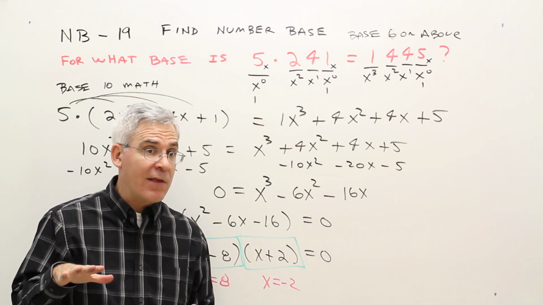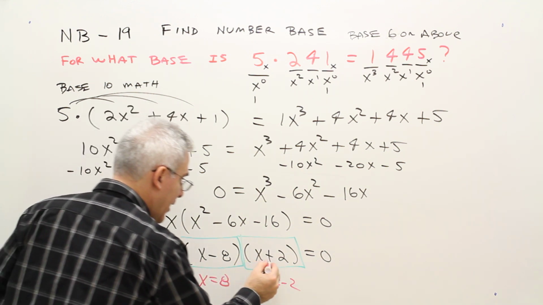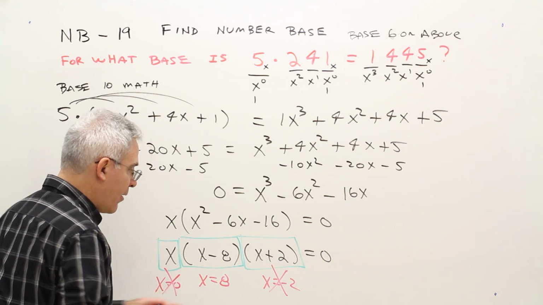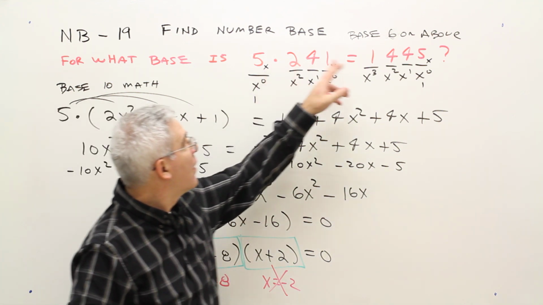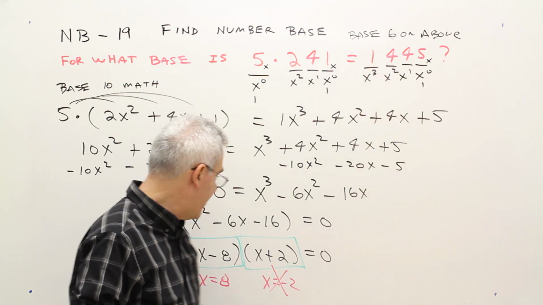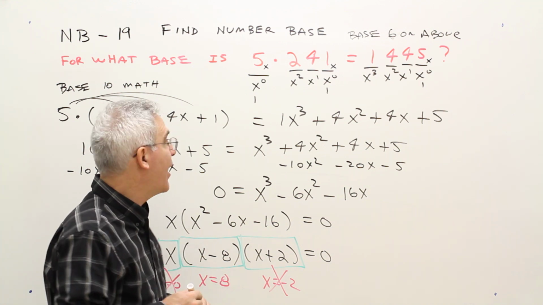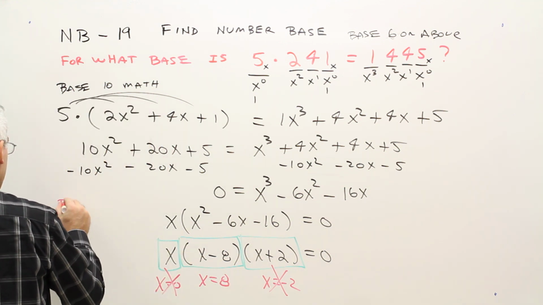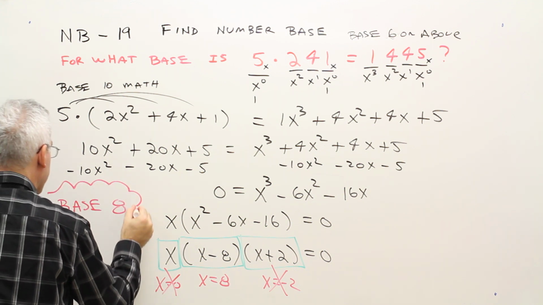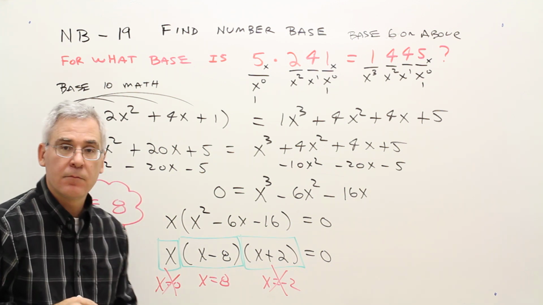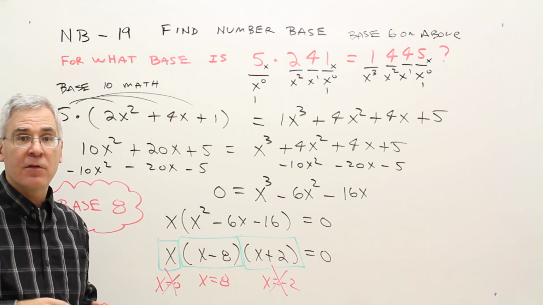The smallest a base can ever be is base 2. So we can't be negative, we can't be 0. And then for this problem, let's make sure that base 8 makes sense. Based on the digits, it's going to be base 6 or above. So the answer is not x equals 8, but base 8. And there you have it, how to find the number base of a problem.